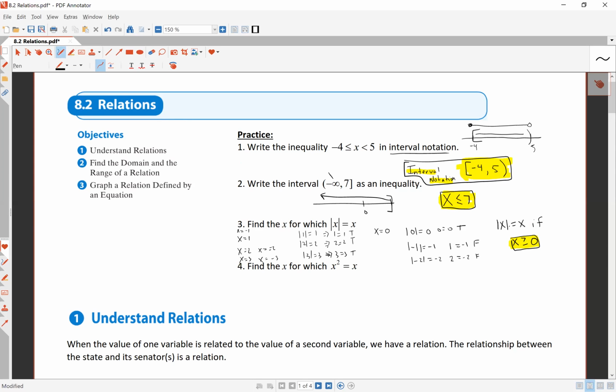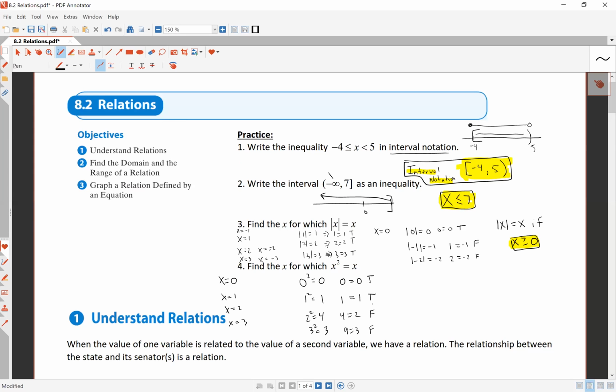And number 4, we want to know the values of x for which x squared is equal to x. Does it work for x equal to 0? 0 squared is 0. Yes, 0 squared is 0 equals 0. If I plug in 1, 1 squared is 1, and the right side's 1, so that's true. When I get to 2, it says 2 squared is 4 equals 2, which is false. X equals 3, 3 squared, which is 9, equals 3 is also false.